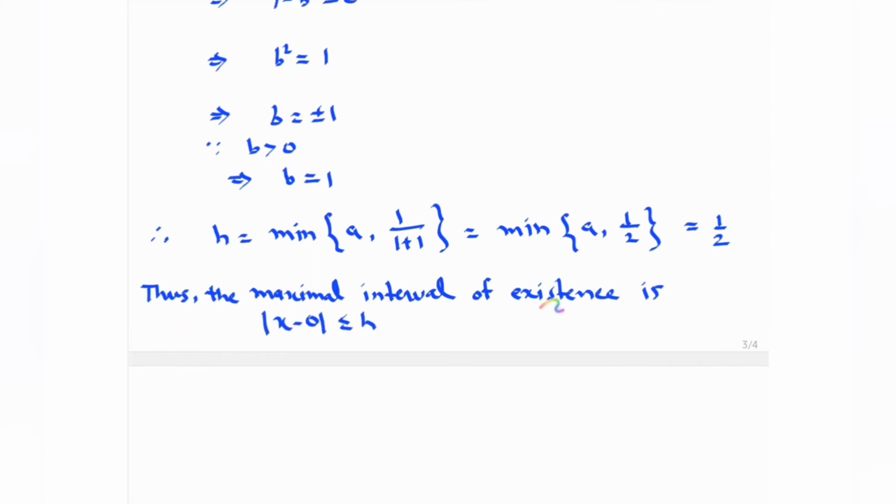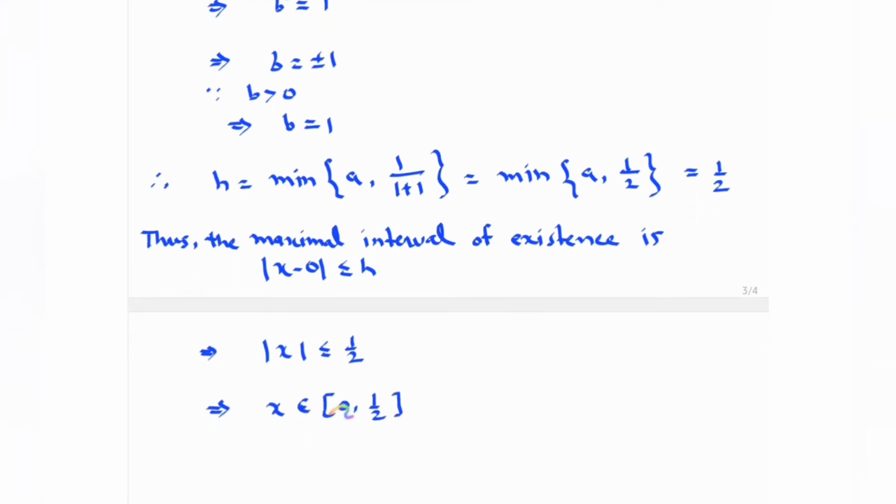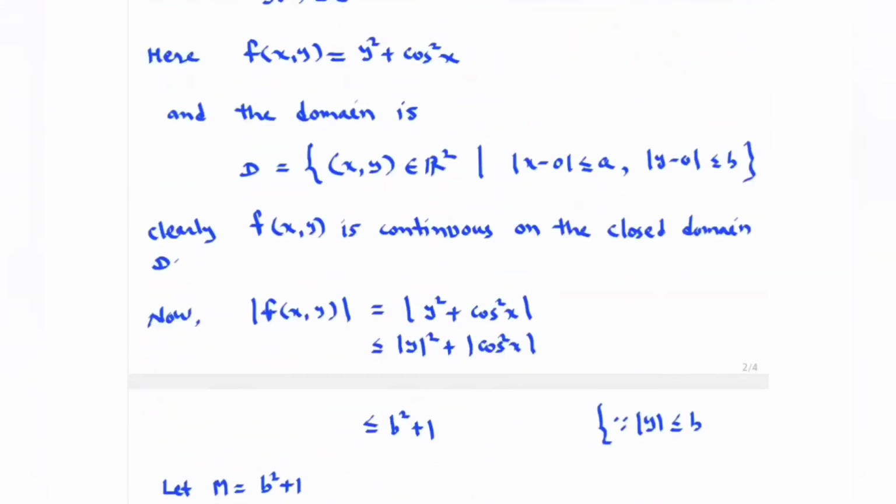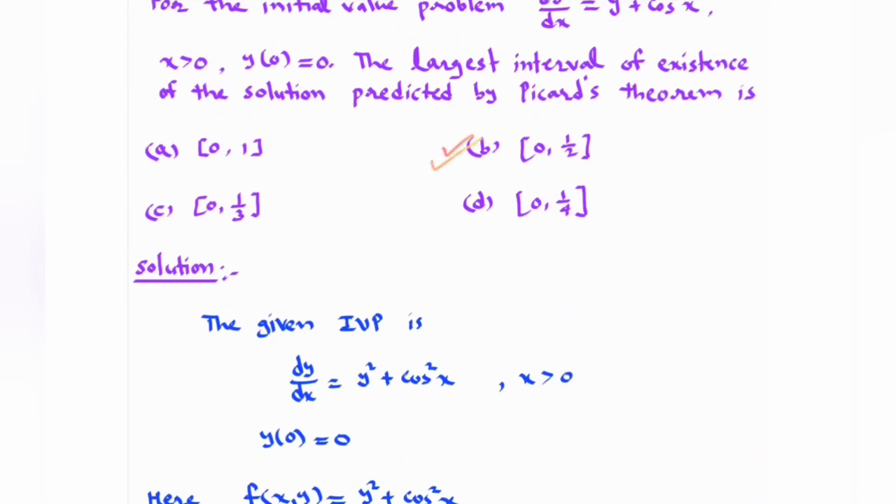So the maximum interval of existence will be |x - x0| where x0 is 0. So |x - 0| is less than or equal to h, and by substituting h as 1/2, we get |x| less than or equal to 1/2. So x will be in 0 to 1/2 because x is already given as greater than 0. So the maximum existence interval will be the closed interval [0, 1/2]. So option B will be the correct option.